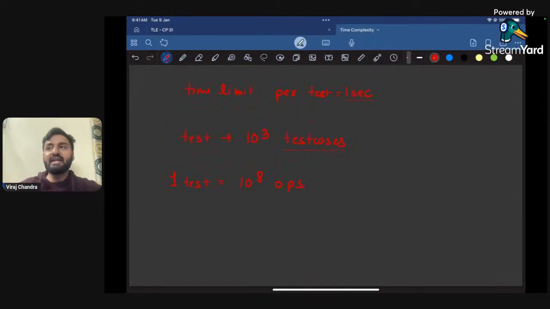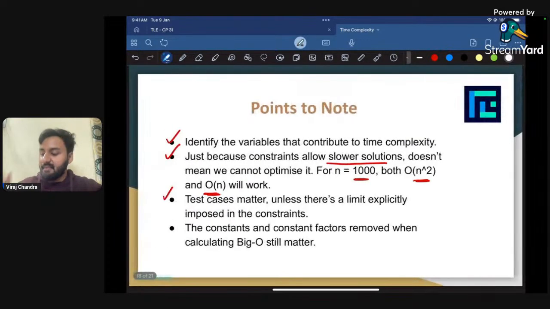But inside every test, there are some test cases. So if I ask you what's the number of operations you actually perform for every test case, that would be 10 power 8 upon 10 power 3, which is 10 power 5. Which means if I now talk about the number of operations allowed for every test case, this changes. This becomes 10 power 5 order. So that is why test cases matter unless there is a limit explicitly.